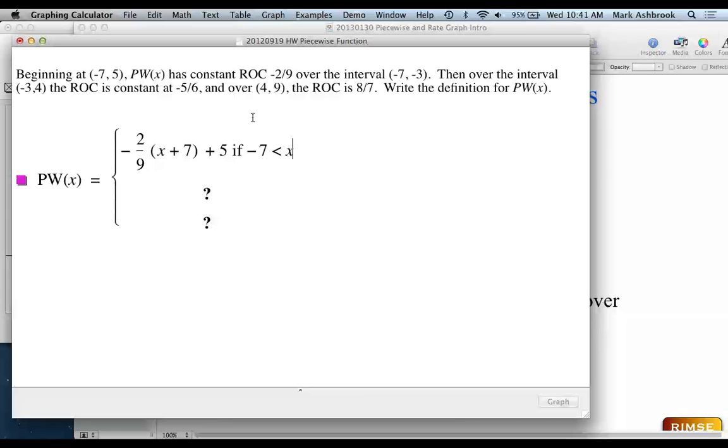And then, so these are called the breakpoints. The breakpoints are where the one function stops and the next constant rate function starts. And so what we'll do is we can't include the breakpoints in both definitions on either side. So we'll include the right-hand endpoint in the definition. So less than or equal to -3. So we'll include the point on the right, but not the one on the left.